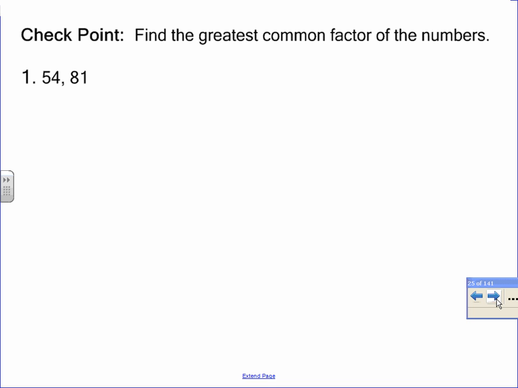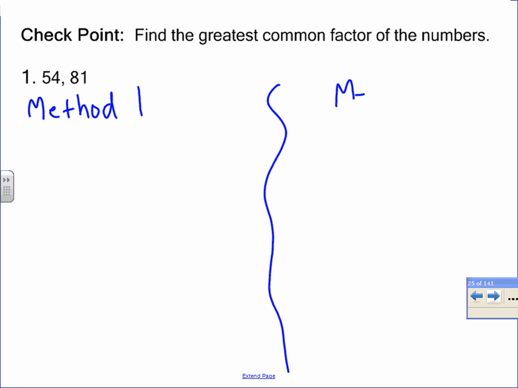Okay, let's start with number 1. And there are 2 methods. You don't have a ton of room, but if you could write small enough, actually, don't write yet. Put your pencils down. Let's do both methods together, and then we'll take a vote to see which one you guys like better. How about that? So just watch me for now, and then I'll give you time to write down the method that you like. All right, so let's start with method 1. Method 1 is we need to list all the factors.